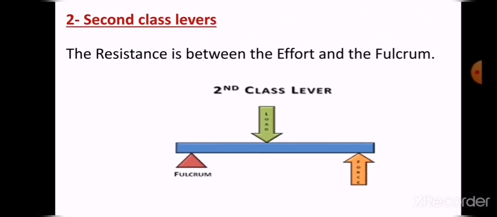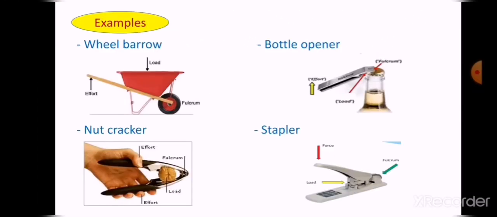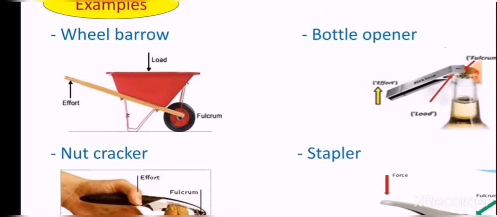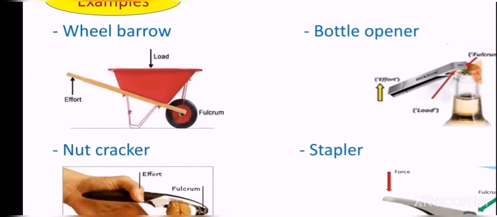We have some examples of second class lever like wheelbarrow. Number one, wheelbarrow. Is wheelbarrow first or second? No, second class lever. Why? Because the load here, or the resistance, is between the effort force and fulcrum. So if the resistance force is between fulcrum and the effort force, this type is second class lever.